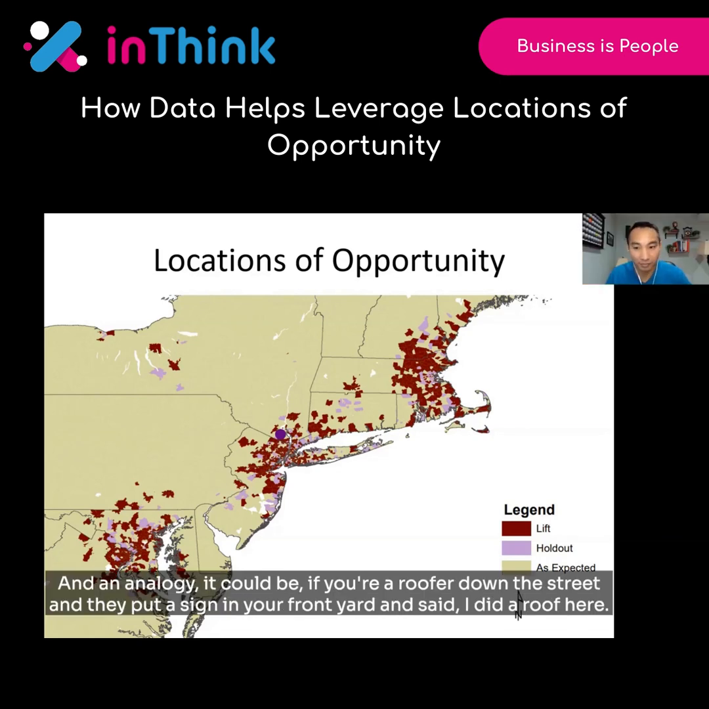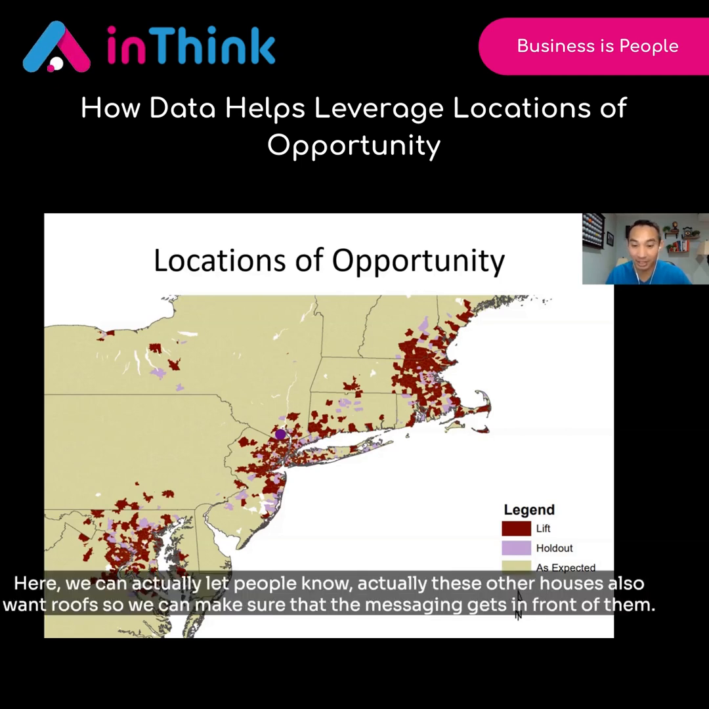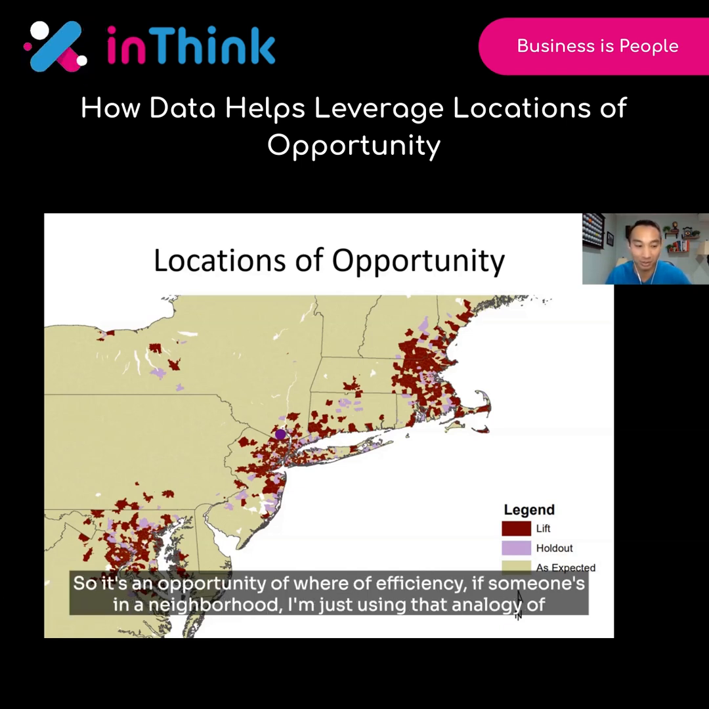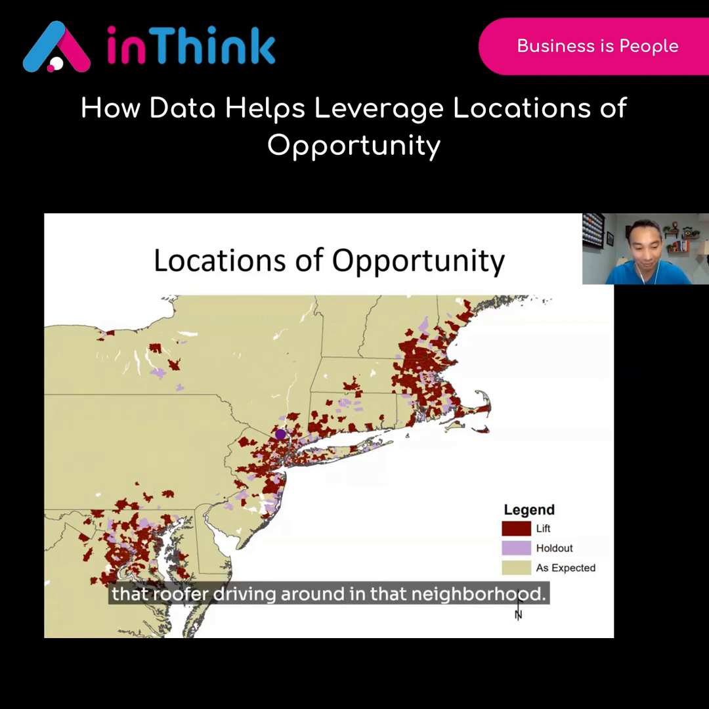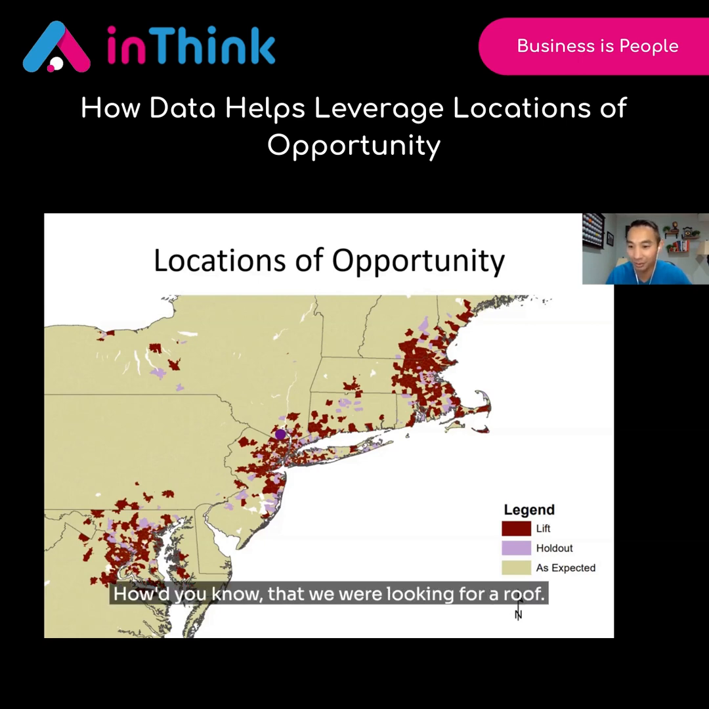An analogy could be if you're a roofer down the street and they put a sign in your front yard that says, I did a roof here, but there's other people, the neighbors in that neighborhood, who want roofs too. You have no idea. Here, we can actually let people know that these other houses also want roofs, so we can make sure that the messaging gets in front of them. So it's an opportunity of efficiency. I'm just using that analogy of that roofer driving around in that neighborhood. They know going into that day that they should be knocking on those doors and saying, hey, by the way, I'm also doing this roof here. Would you like one? And, oh wow, how did you know that we were looking for a roof?